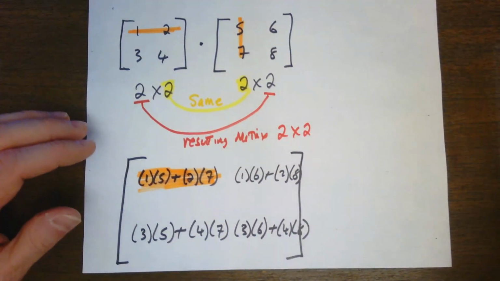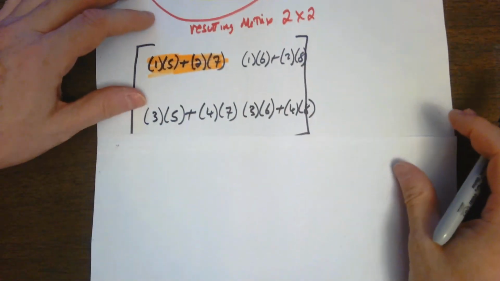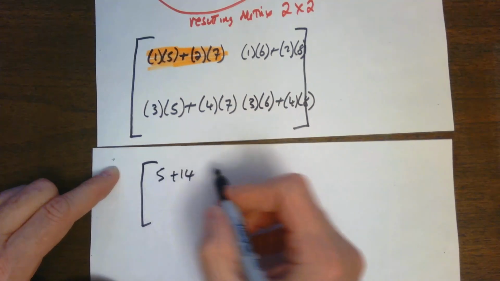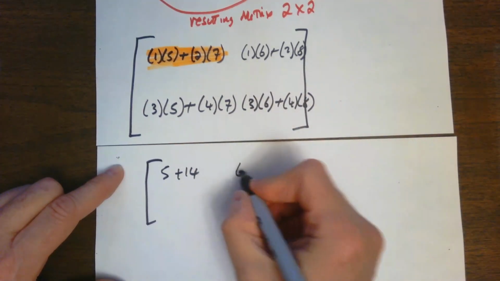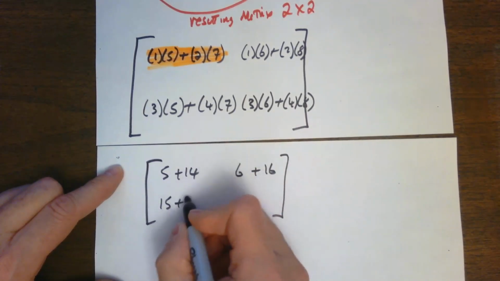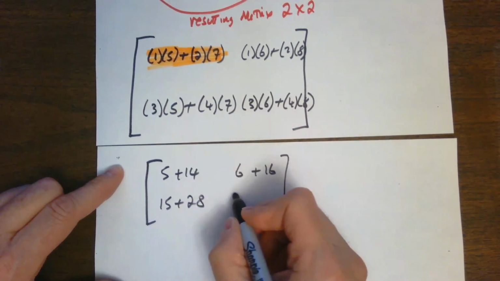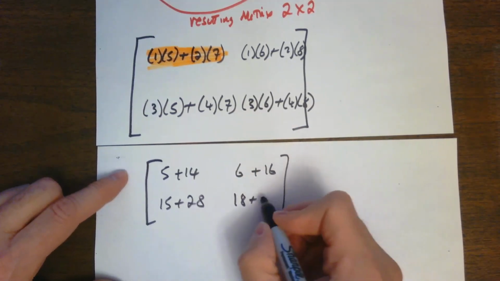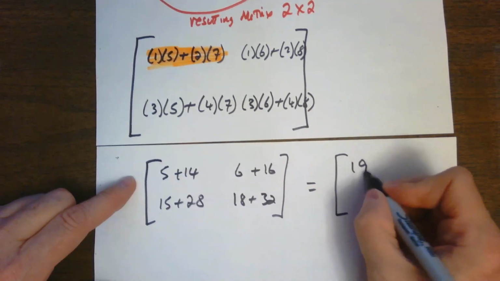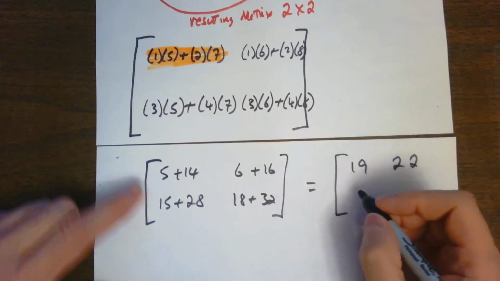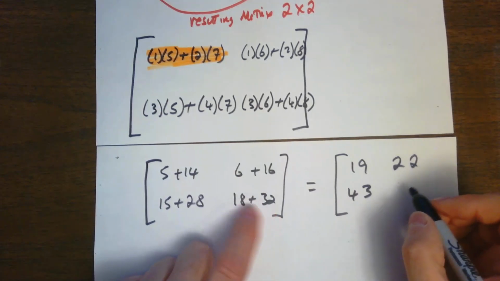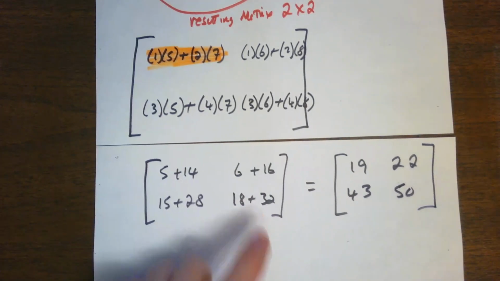If I simplify this, let's see, what am I going to get here? 5 plus 14 is going to be my first row, first column entry. 6 plus 2 times 8, 16. 15 plus 28. 3 times 6 is 18 plus 32. So my resulting matrix is going to be 19, 22, 43, 50. There's my product matrix.